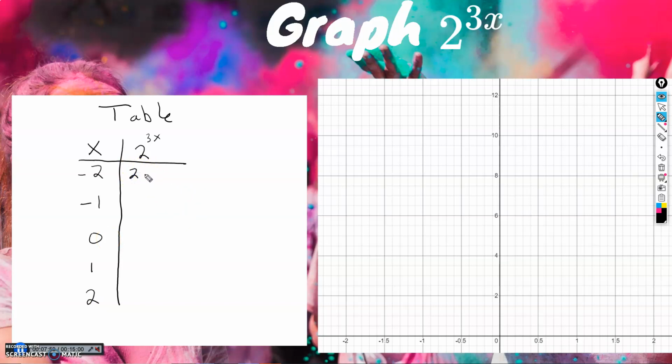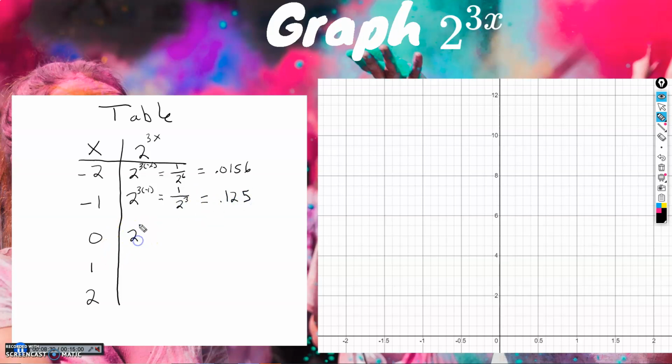So plug in -2, 2 to the 3 times -2. That's 2 to the -6, so that's 1 over 2 to the 6. That's 1 over 64. As a decimal, that's 0.0156. Plug in -1, so 2 to the 3 times -1. This is 2 to the -3 power, or 1 over 2 to the 3rd, or 1 over 8. As a decimal, this is 0.125.